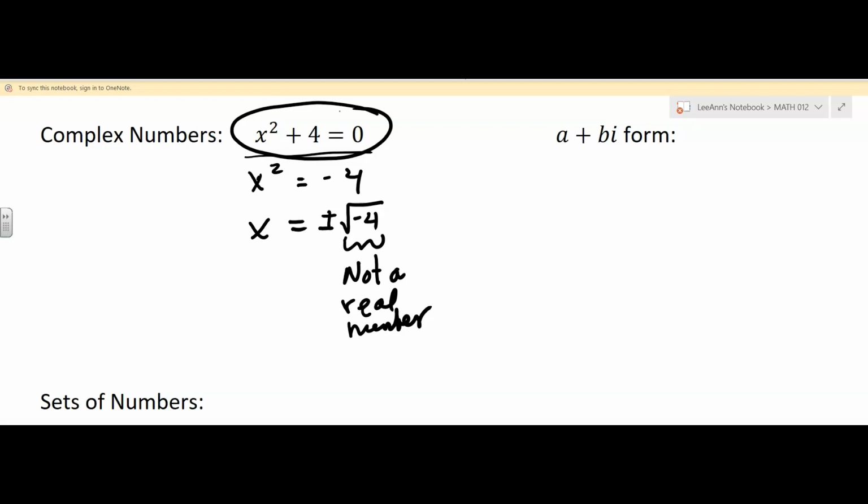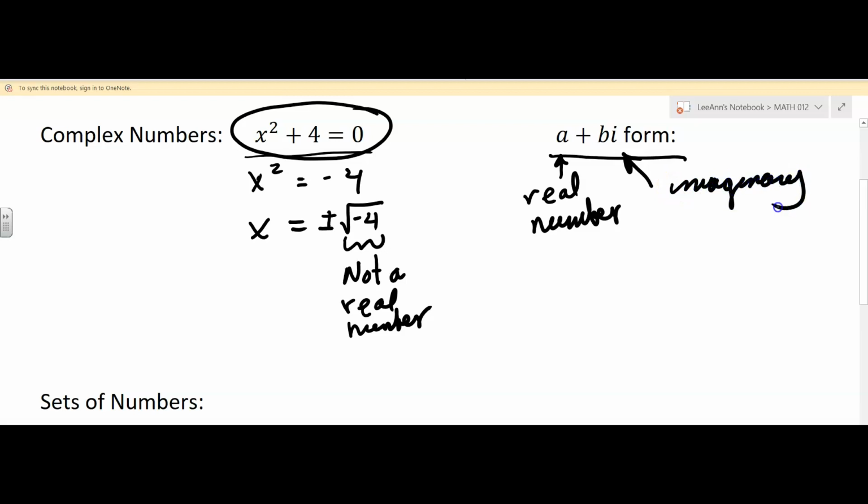Now, the real numbers have worked very well for a lot of years for most people, and now we're at a point where we need to introduce a new set of numbers. Complex numbers can be written in the form a plus bi. This is standard form. a represents a real number, and bi represents the imaginary number.